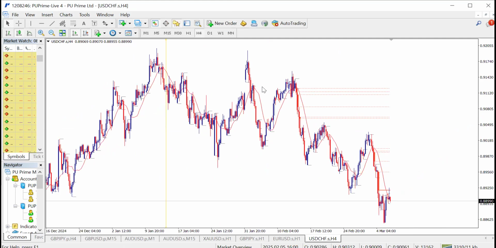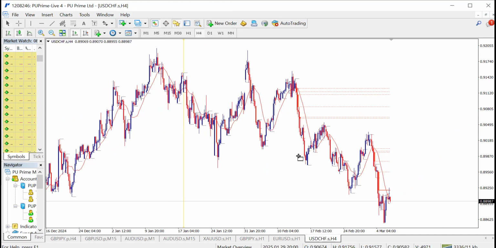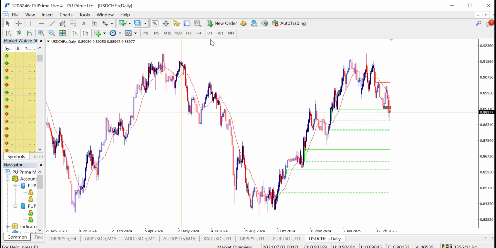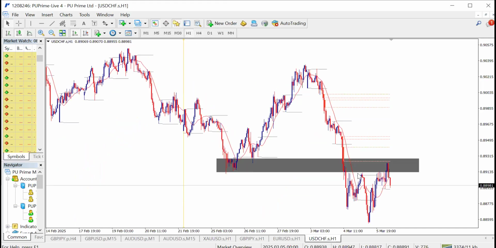USD CHF, with what I see, we are going to continue selling USD CHF no matter what. It took out this high and we continue selling. So USD CHF, we are quite bearish. We're going to continue selling because price has taken that liquidity at this high. I'm quite bearish, but I didn't see an entry.